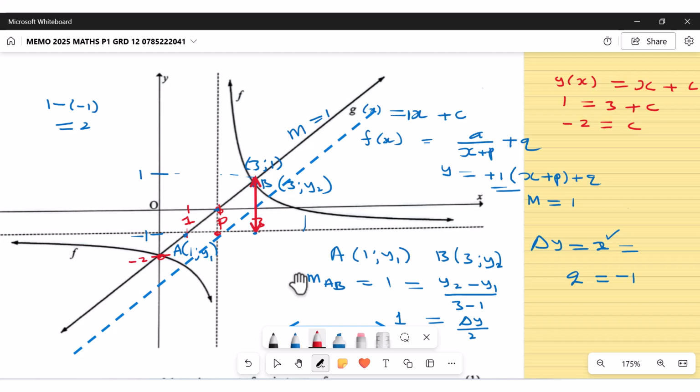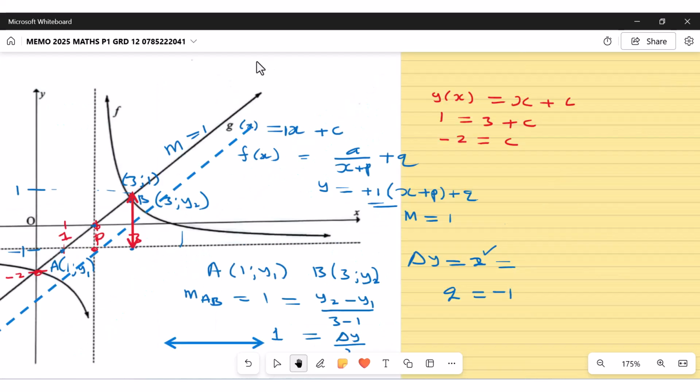So far, I know the q and I know the p. So my f of x, or we can say y, is a divided by x plus p. But now I know my p is 2, so it is a divided by x minus 2, and then plus the q, which is negative 1, so I'm going to say here minus 1.